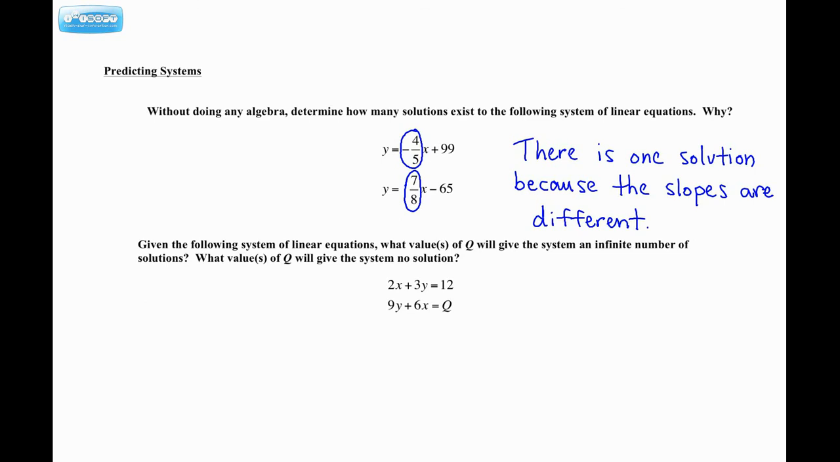All right. Given the following system of linear equations, what value or values of Q will give the system an infinite number of solutions? And then it asks what value or values of Q will give the system no solution. Okay. So here I have a system, and I know everything that I need about the first equation, but the second equation has an unknown number here, and we're just calling it Q. It could be any number for now. And we're trying to figure out, if I want this system to have an infinite number of solutions, what would Q have to be? Or, as it says over here, what would Q have to be so that I have no solutions?